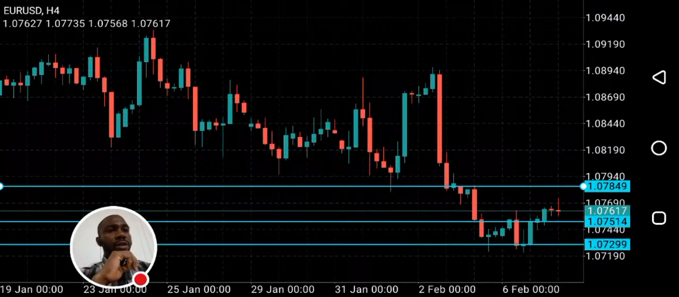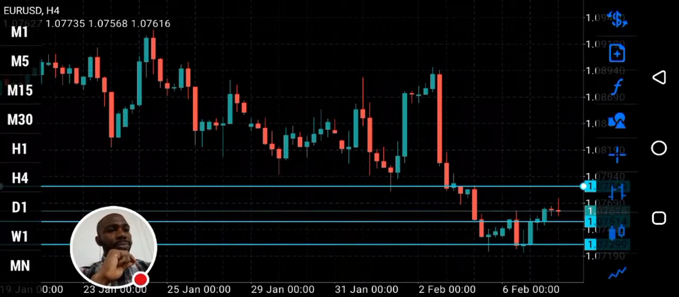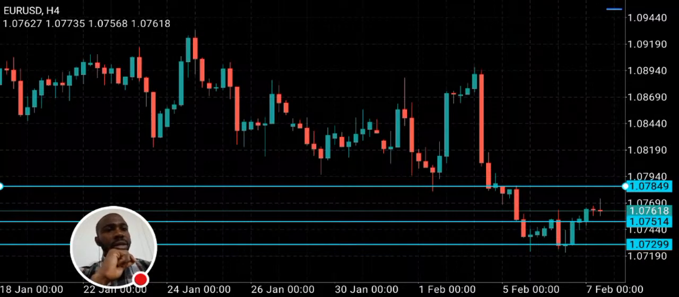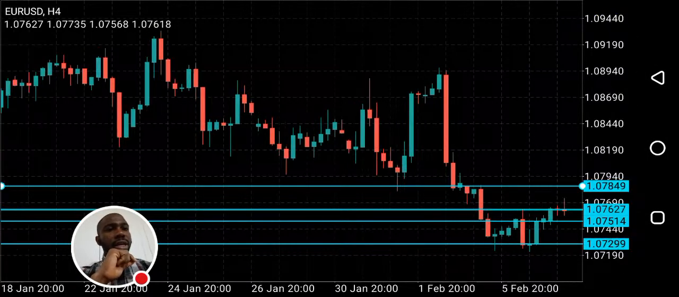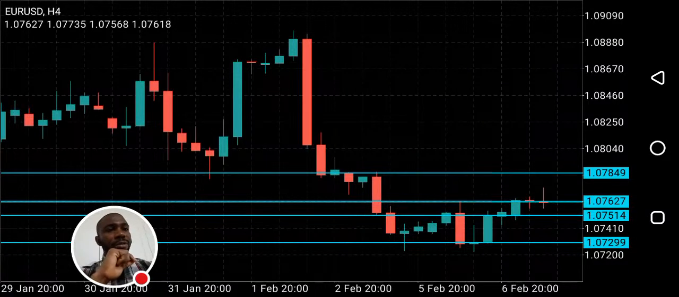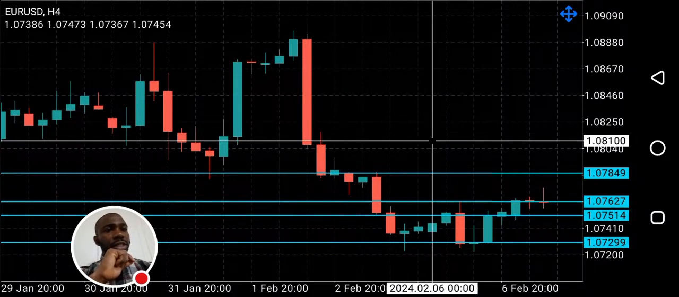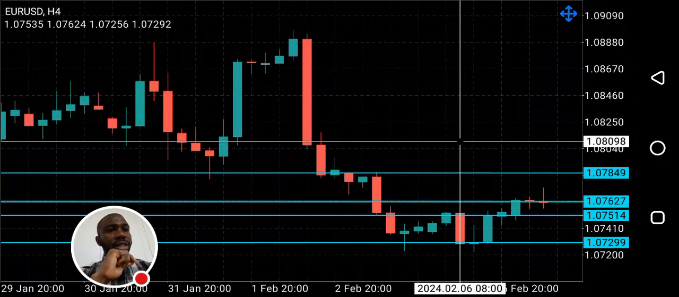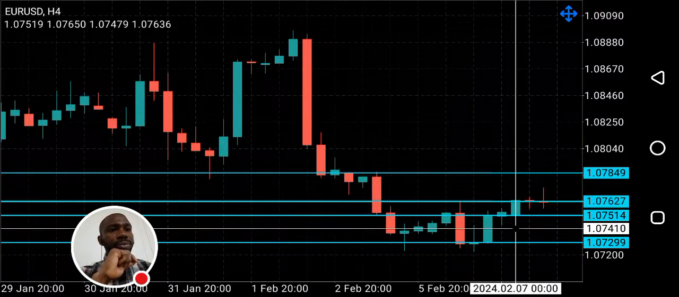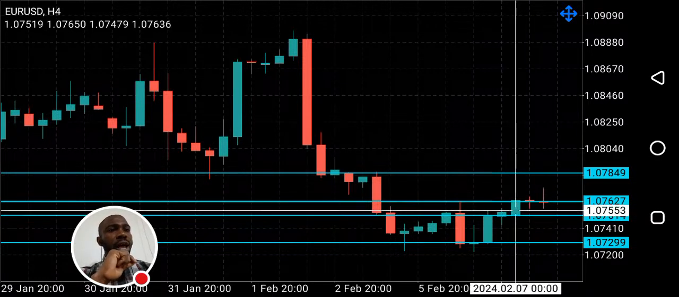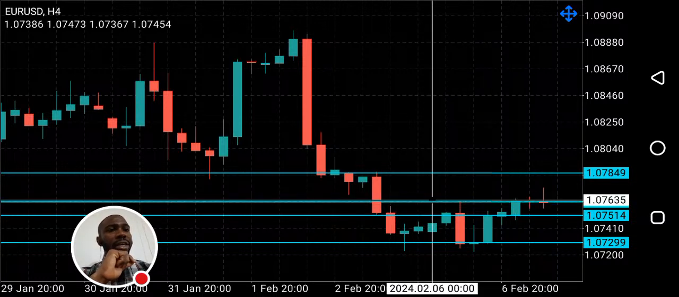Now, if we go by what we have on 4 hour, you can see this bearish candlestick before that doji. Right here, I think this 4-hour candle has closed above the high, right?